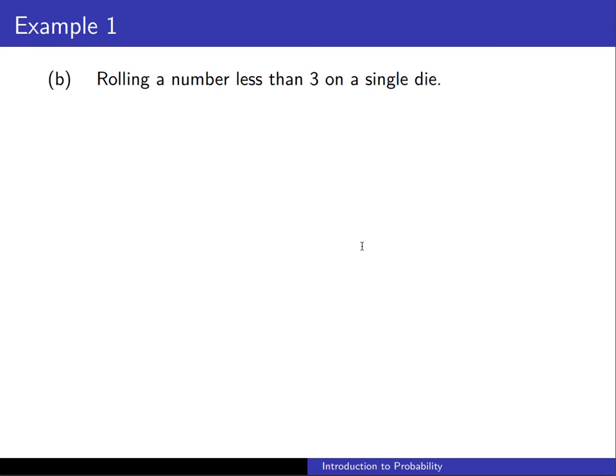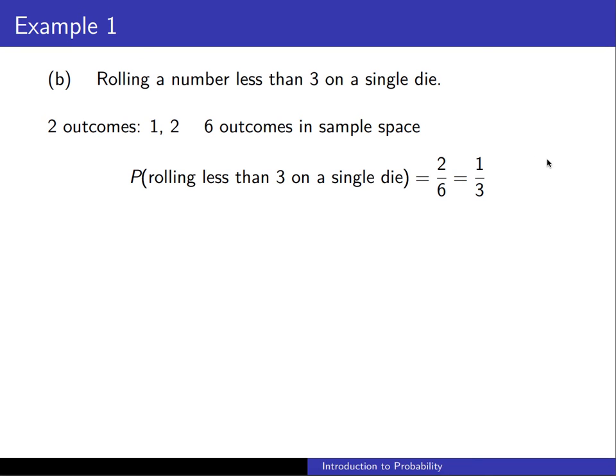Part B, rolling a number less than 3 on a single die. Well, we know that the values 1 through 6 for a single die give 6 possibilities in our sample space, and 2 of those possibilities are less than 3. If we rolled a 1 or we rolled a 2, for whatever reason we want to roll less than 3. So there are 2 ways that could happen, either a 1 or a 2, out of the 6 possible outcomes. So our probability is going to be 2 out of 6, which reduces to 1/3. So we always reduce our probabilities when possible.